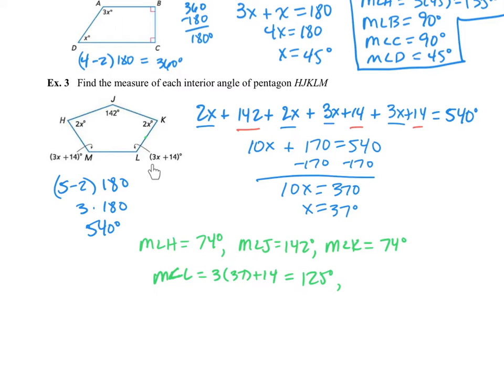And then we don't need to do that work again. Notice that M, excuse me, I'm talking about M now, is also 3x plus 14. So the measure of angle M is also 125 degrees.